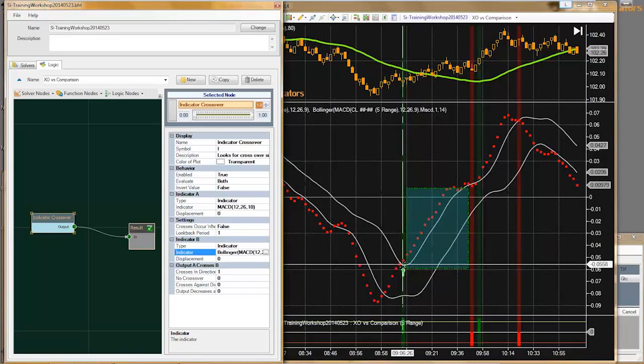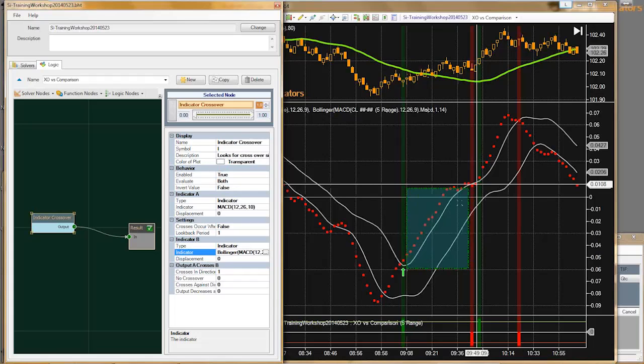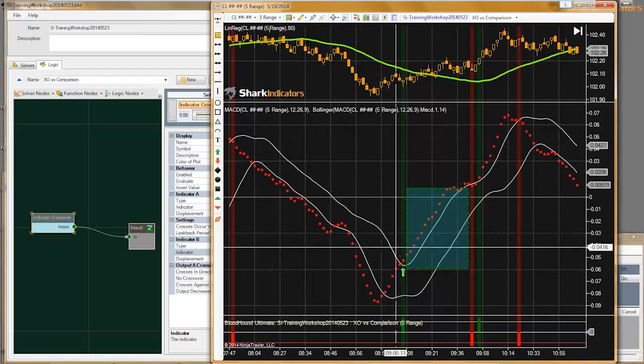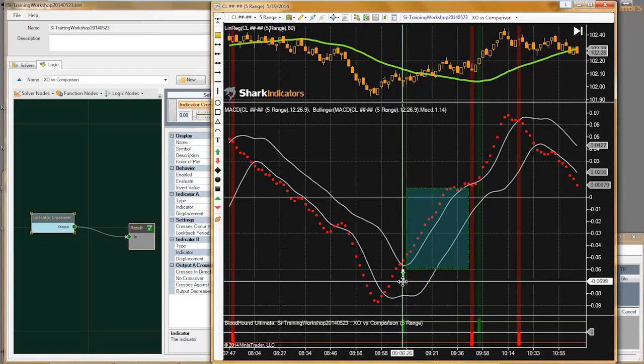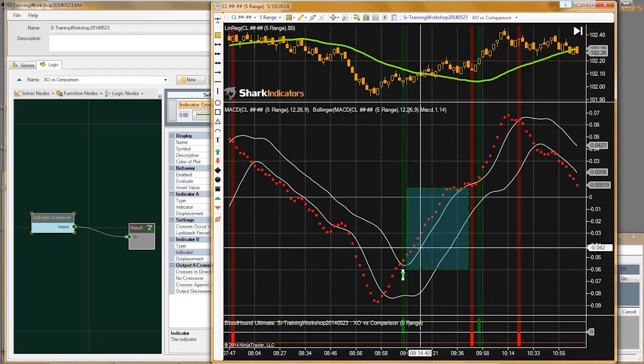But when you're writing down your condition or talking about your condition, if you ever mention two crossovers, one crossover right before the second crossover, then really your first crossover condition wouldn't be a crossover condition. What you're really looking for is for one indicator to be above or below the other indicator.